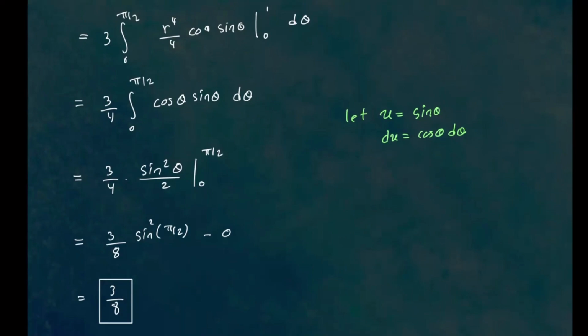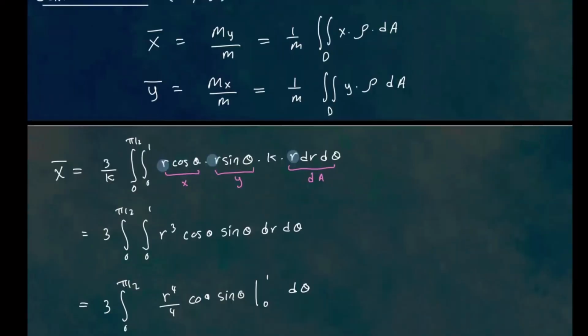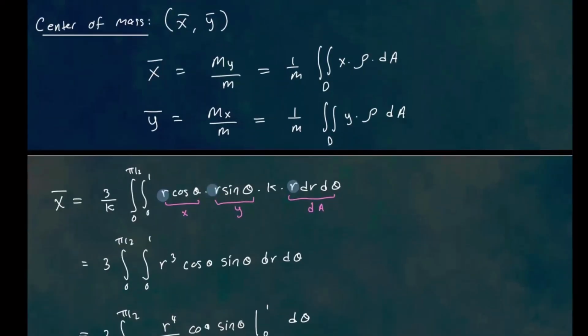All right, now let's go ahead and find y bar. For y bar, the only thing we need to do is set up the same integral, but instead of having x here, we're going to multiply by y, and then we have the density function. dA will be r dr d theta. So let's go ahead and fill that in, and then we're pretty much done with this problem.